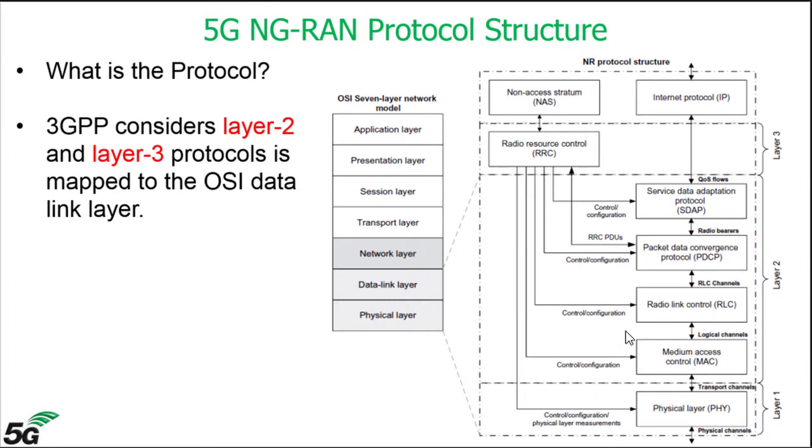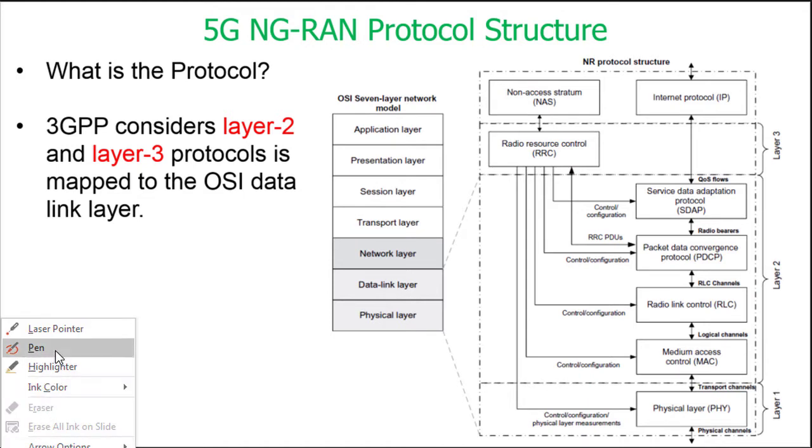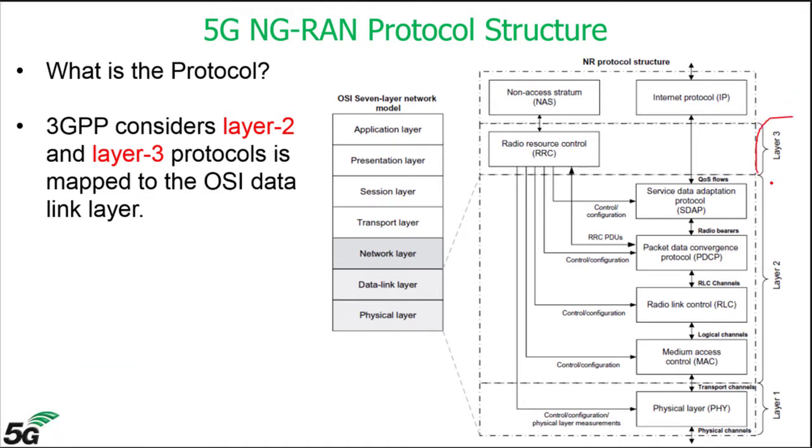For example, as you see in this image, you can see the OSI 7-layer network model and the NR protocol structure. So here you can see different kinds of layers: layer 3 for radio resource control, layer 2 for SDAP, PDCP, RLC, and MAC, and the physical layer. So 3GPP considers layer 3 and layer 2 mapped to the network layer and data link layer.